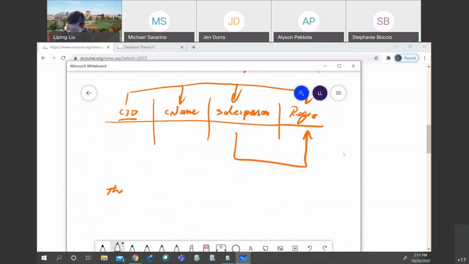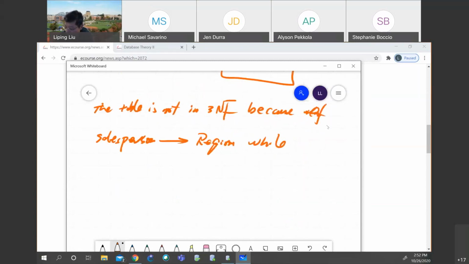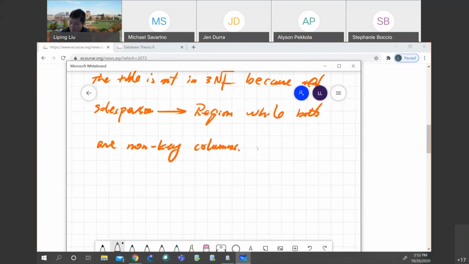So the table is not in third normal form, because salesperson determines region. Those are non-key columns. Okay, that is enough, because you have a non-key column determining another non-key column, therefore this is not third normal form.